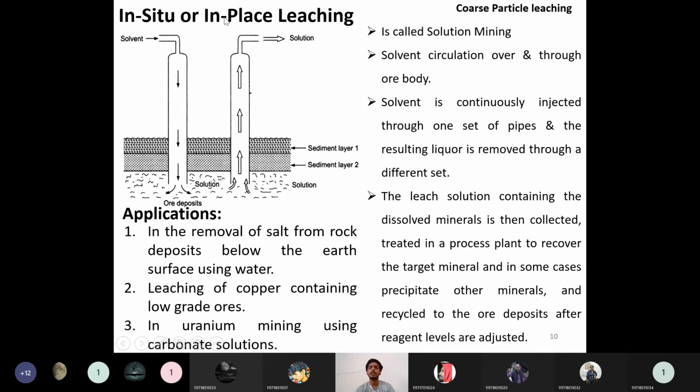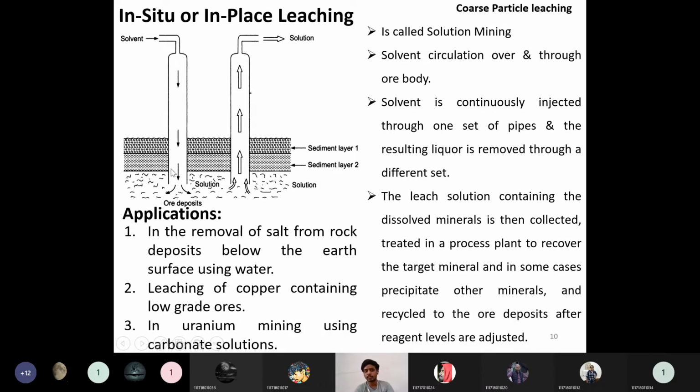Like this, in situ or in place. The name itself suggests that the leaching operation will be carried out at the operation place itself. This type of operation, in situ or in place leaching, is called solution mining. Usually the solvent will be circulated thoroughly throughout this mining operation. The ore is not mined out or extracted at all. Inside this mining setup, or the earth crust, pipes will be drilled down.